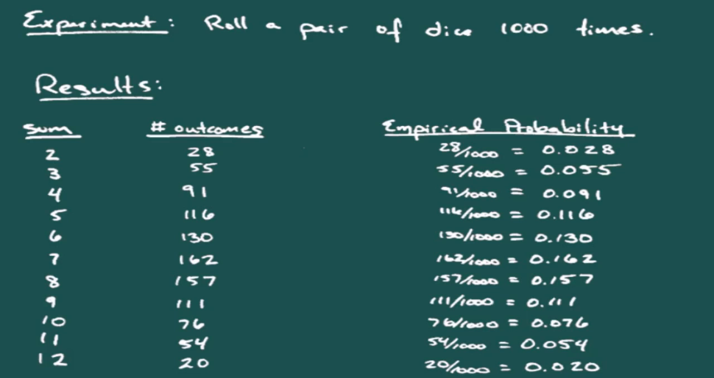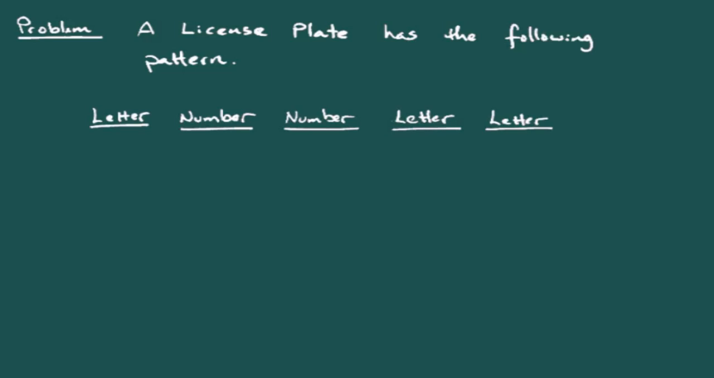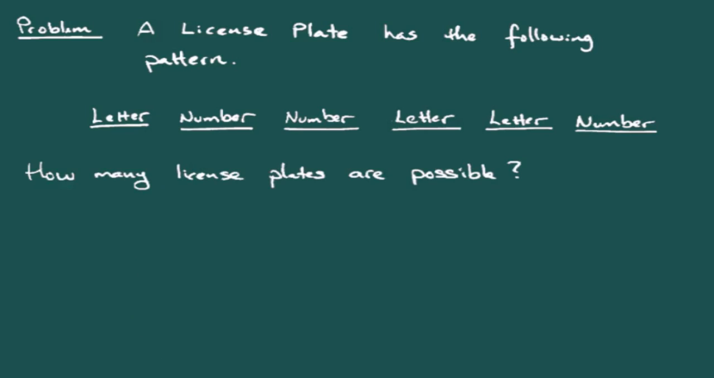And so a last example that we'll do where we can use the fundamental counting principle is talking about license plates. So suppose that we know that a license plate has a particular pattern to it. It's got a pattern of one letter followed by 2 numbers, followed by 2 letters, followed by a number. And so the question is, how many license plates are actually possible?